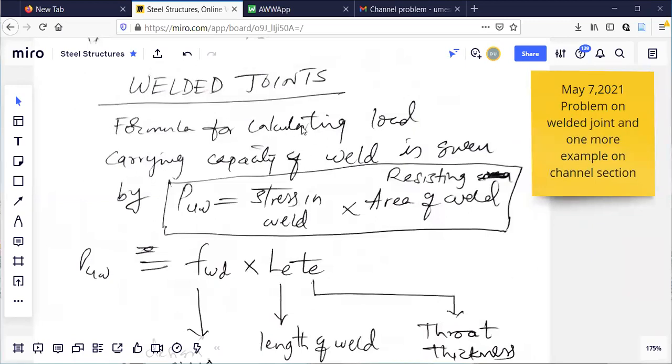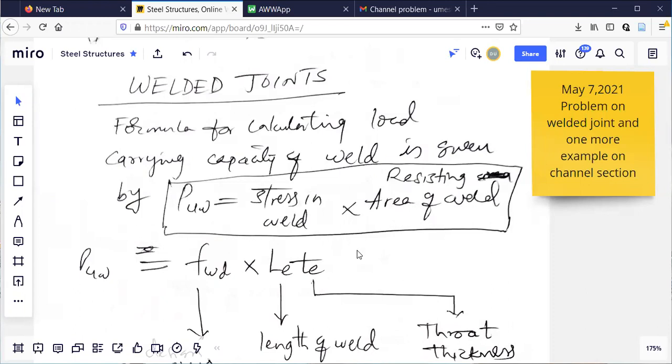In today's class, I am going to solve one example. So let us revise the formula for calculating load carrying capacity. How much load can a welded joint carry? It is given by P_UW, you can remember it as a capital P. P_UW is equal to stress in weld into resisting area of weld. Which area is offering resistance to the force?